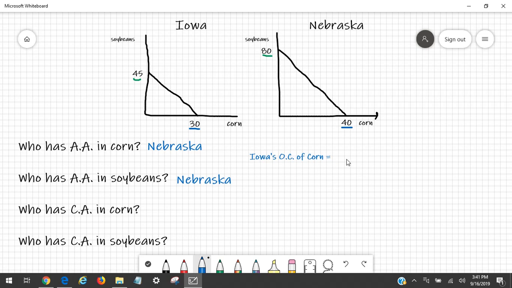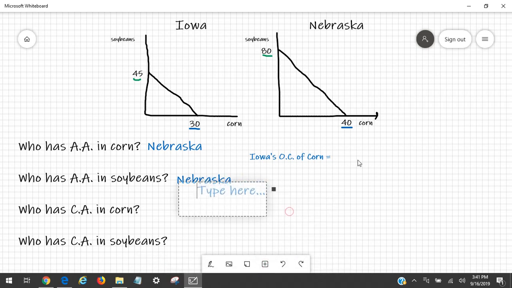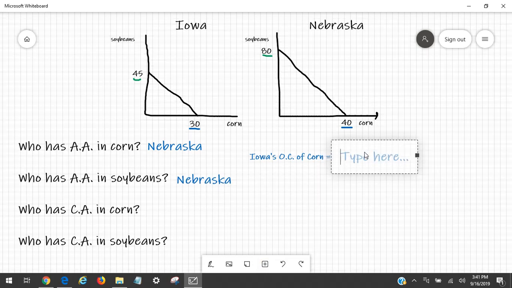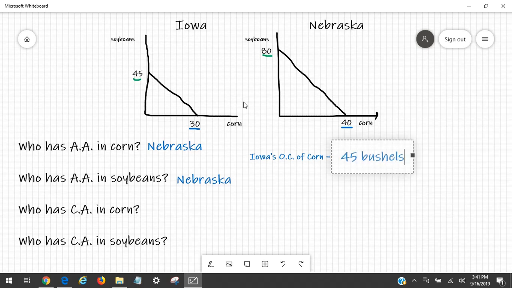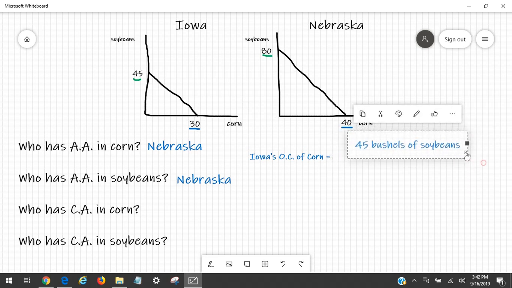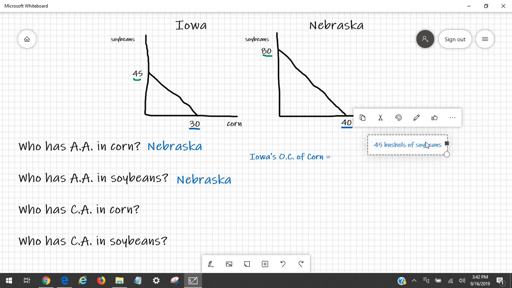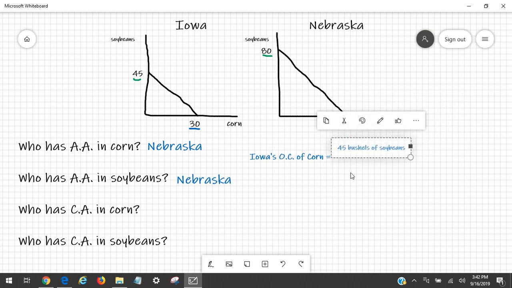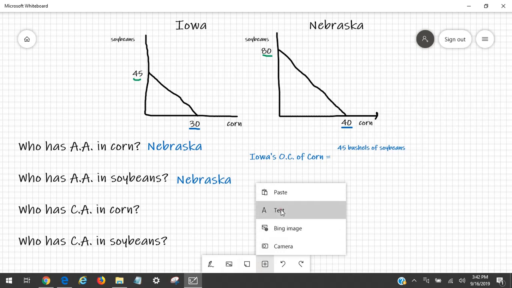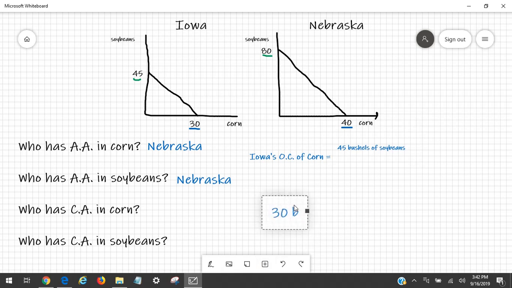Okay, no, my pen is not currently working, so I will just type it instead. Okay, their opportunity cost of corn is going to be in terms of soybeans. So I'm going to look at the endpoint on Iowa's PPF and I see the 45 bushels of soybeans. That's what they're giving up to gain some corn. So they give up 45 bushels of soybeans per 30 bushels of corn that they gain. So on the bottom, I'm going to put 30 bushels of corn.